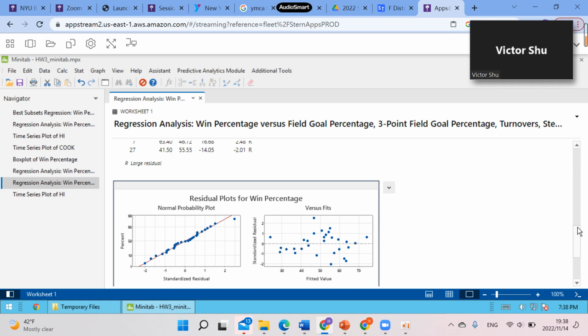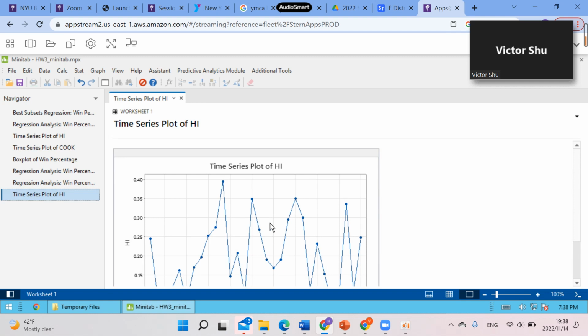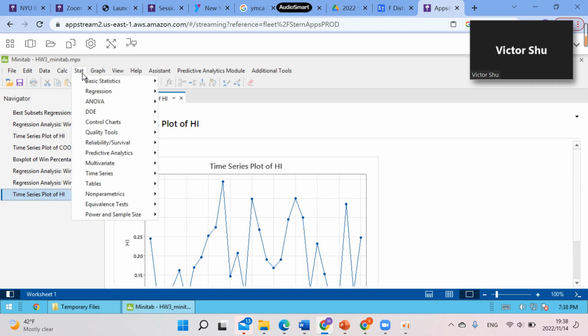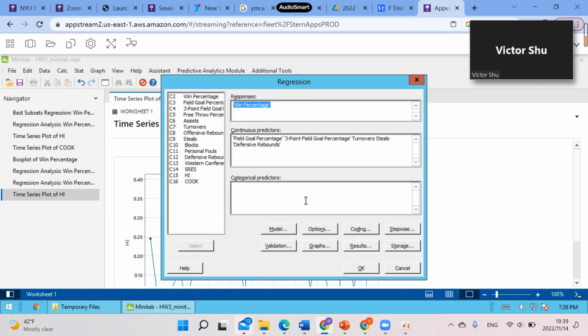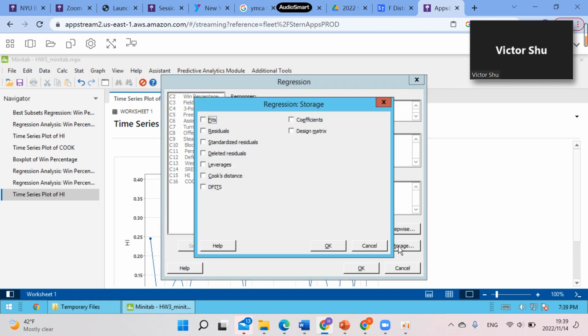And for the leverage, you can plot the leverage as I did here, right? I'll show you the steps again. Go to Stat, Regression. Those are the old things we were doing many times. Click on Storage, and I click Leverage. At Storage, I could also click Cook's distance, maybe the residuals, and I click OK.